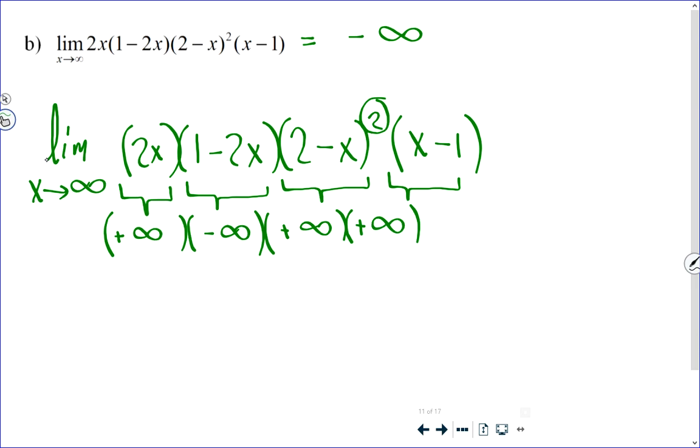I hope that's fine. I didn't mean to rush things by saying let's not find the left and right-handed limits. I just think that you can do that on your own and you don't need me to do it with you.